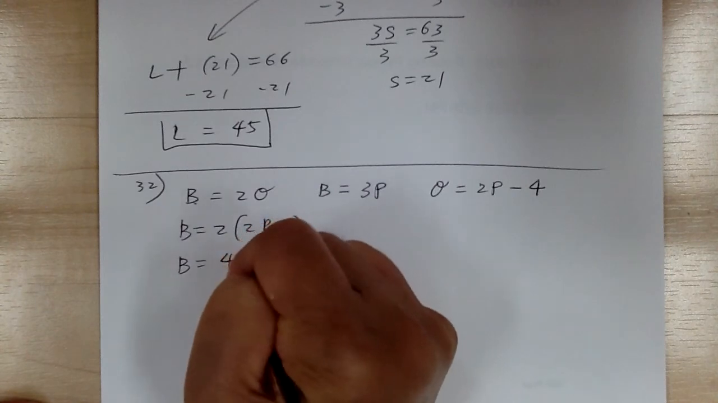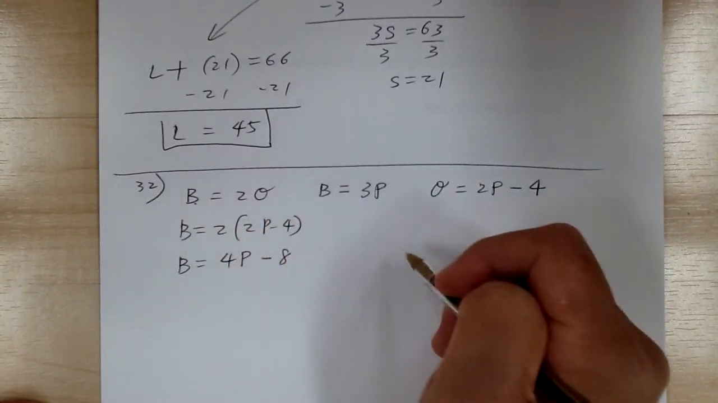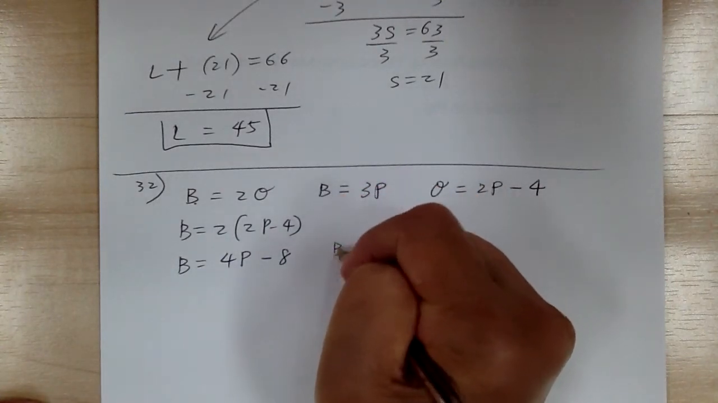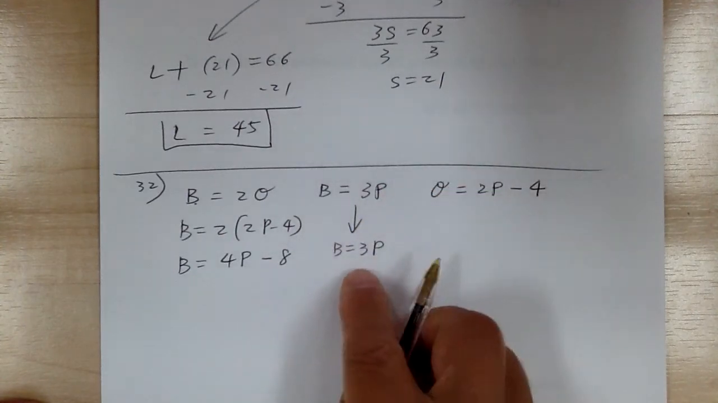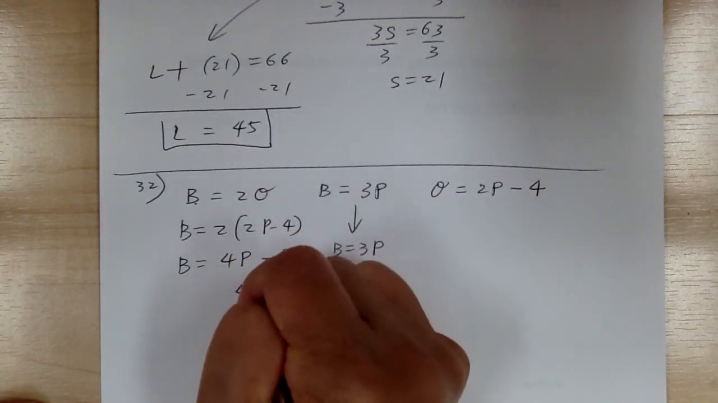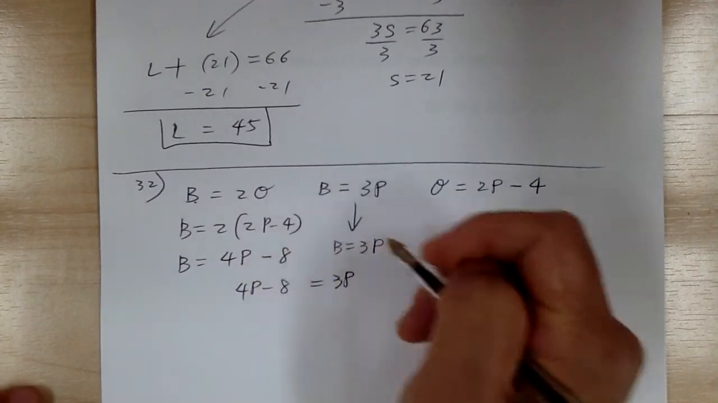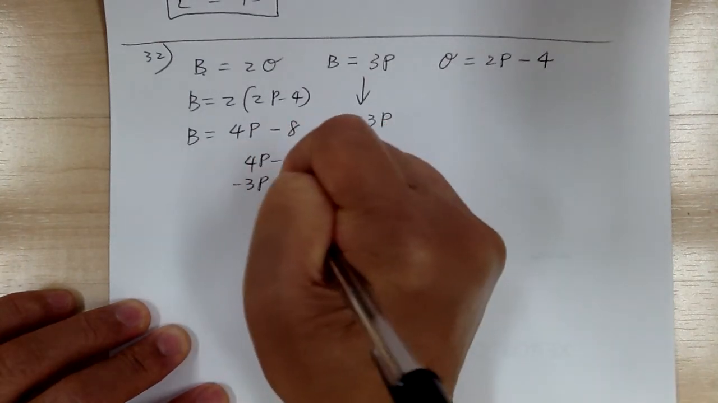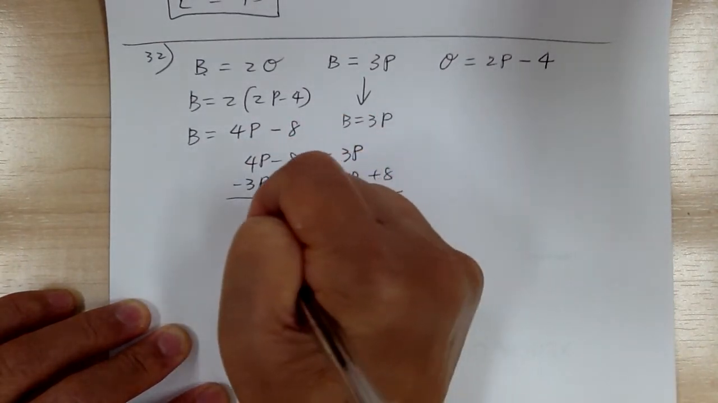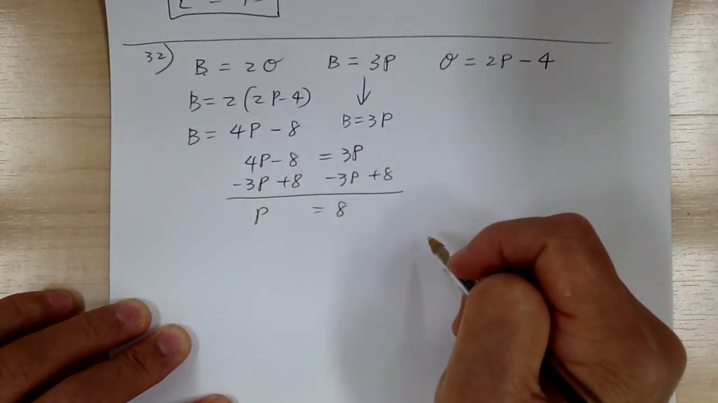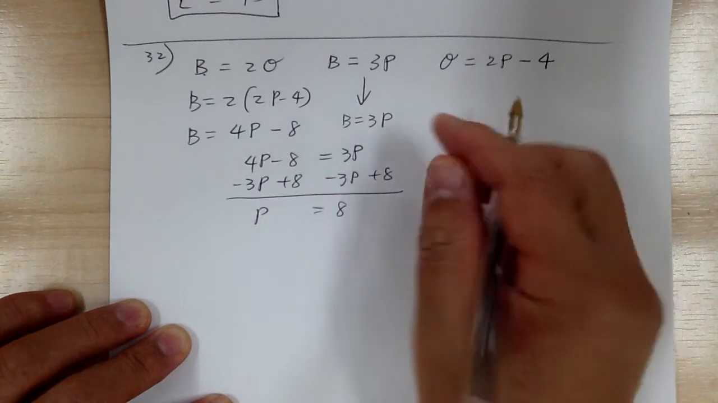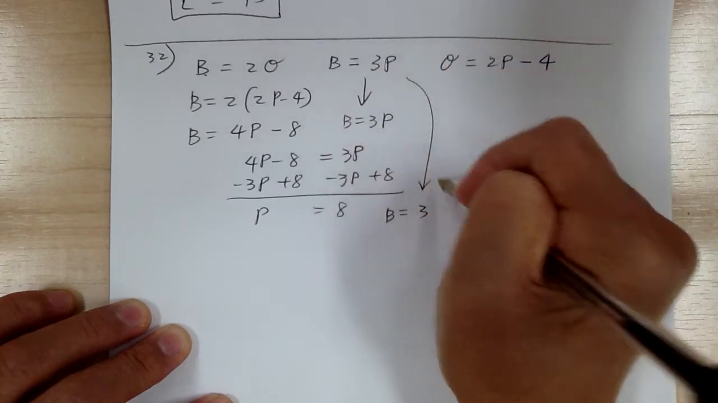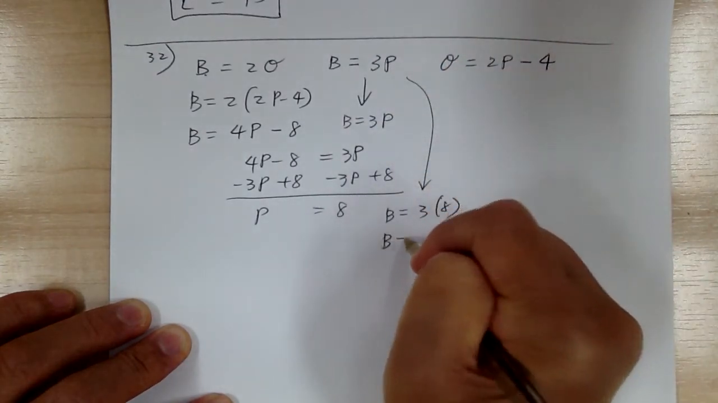So this will equal 4p minus 8. And notice the b is also equal to 3p. So you can see that these should be equal to each other. So 4p minus 8 equals 3p. Okay, so minus 3p on each side and plus 8 on each side. So you can see p is equal to 8. Once you find p equal to 8, you can solve for the other one. So b equals 3 times p. So b equals 24.